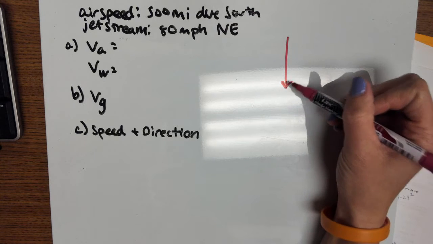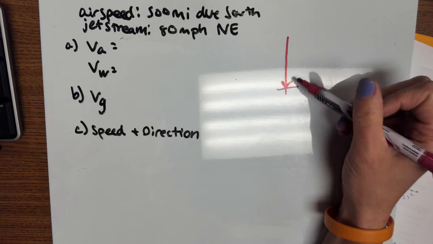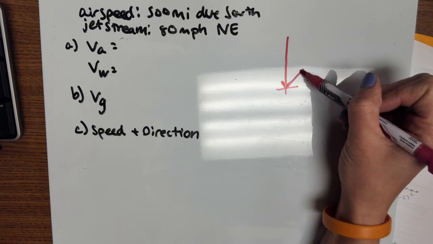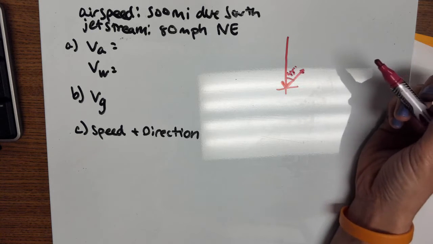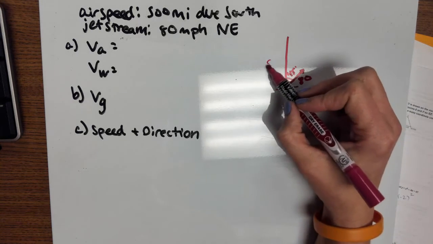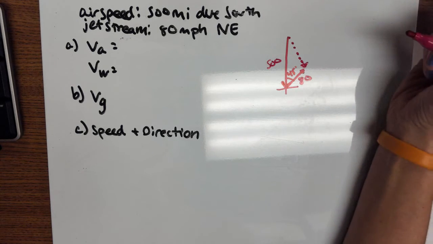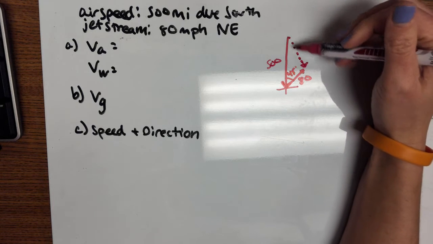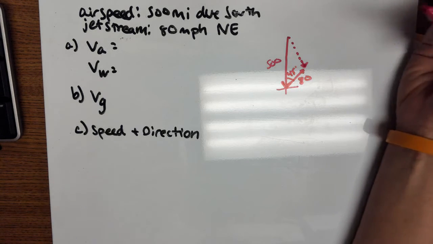So from the end, I'm going to throw in a jet stream of 80 miles an hour. Northeast is going to create a 45-degree angle. That's equal parts north to equal parts east. It has a magnitude of 80. My airplane had a magnitude of 500. The resultant vector right there is going to be the actual path and actual magnitude of that airplane's path when he's flying with the wind or into the wind for this problem.